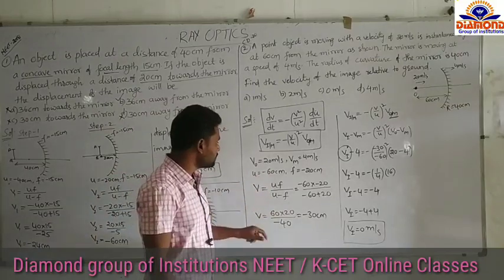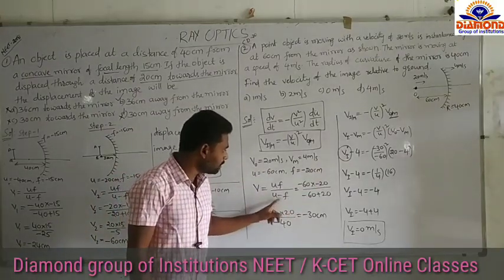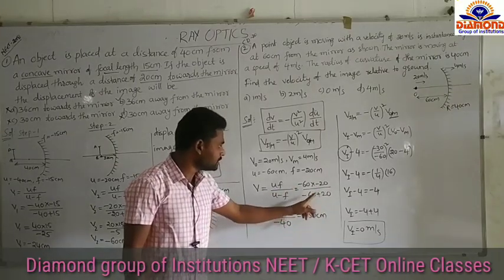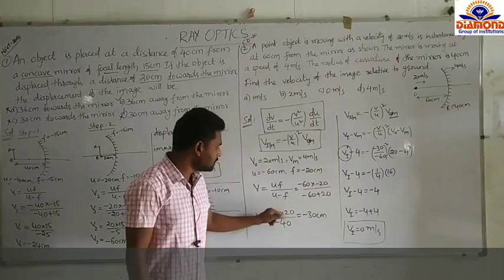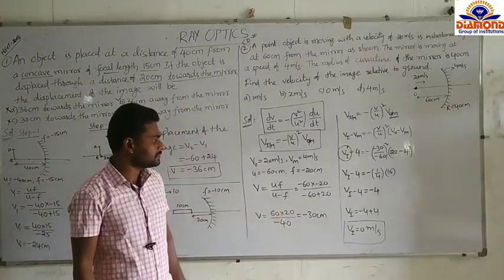The u value is minus 60, the f value is minus 20. So minus into minus gives plus 60 into 20, divided by minus 60 plus 20, which is minus 40. Simplify it, you will get minus 30 centimeters. So the image distance is minus 30 centimeters.